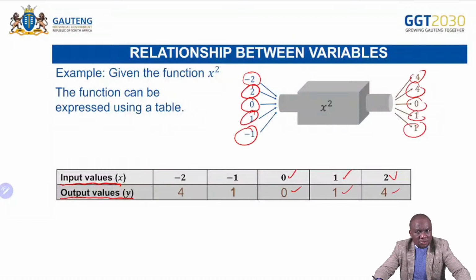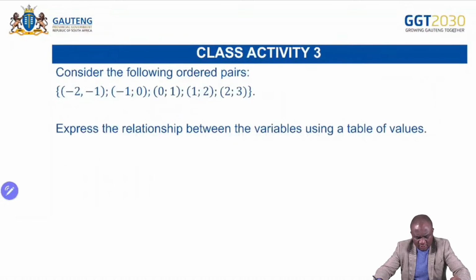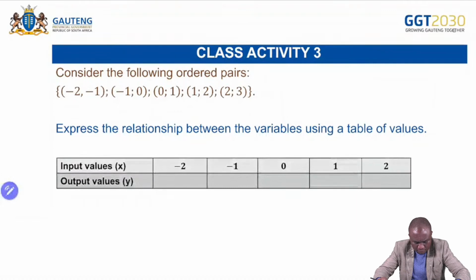I'm going to give you a short activity, maybe 2 minutes. Let's say 3 minutes. Consider the following ordered pairs. Now, I want you to represent these ordered pairs using a table of values. Let me give you the table of values, then you can copy it. Just for 3 minutes: from ordered pairs to table of values.